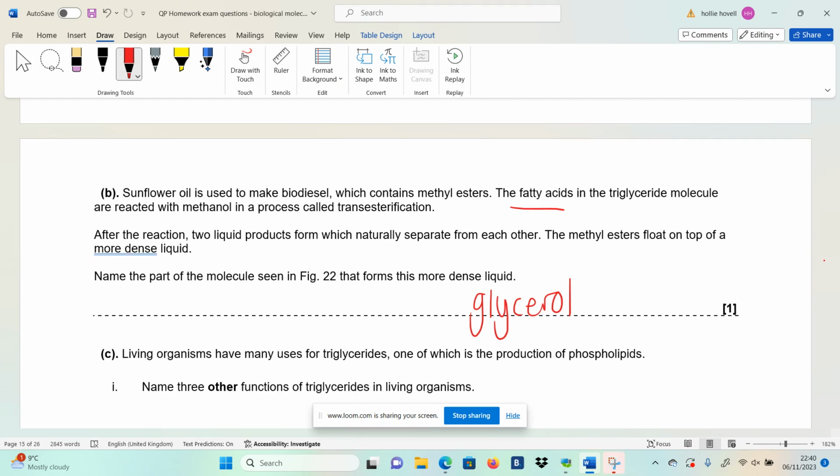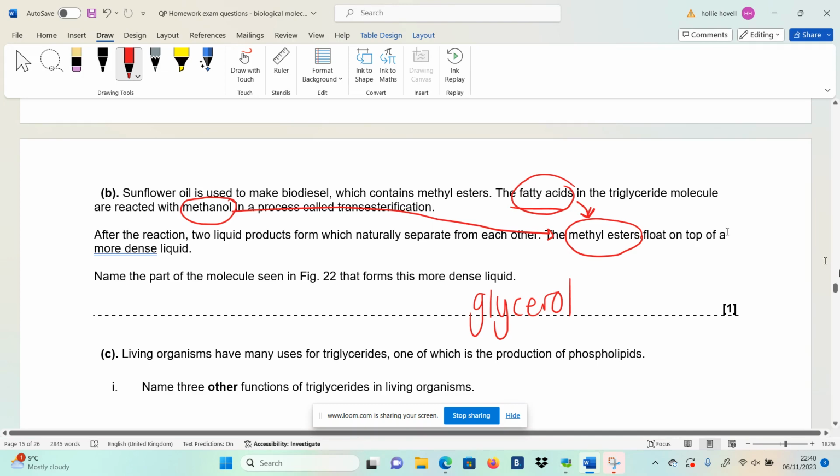The methyl esters, so those methyl esters, look, must have come with the fatty acids reacted with methanol. So that and that have come together to make that. Okay, on top of a more dense liquid. Now, you know that a triglyceride is only made of glycerol and fatty acids. Our fatty acids have gone into this, and it's asking you what is the other thing. So it must just be made of glycerol. That's the only other thing that triglycerides are made of.